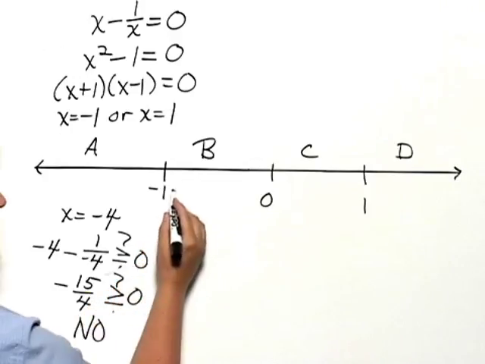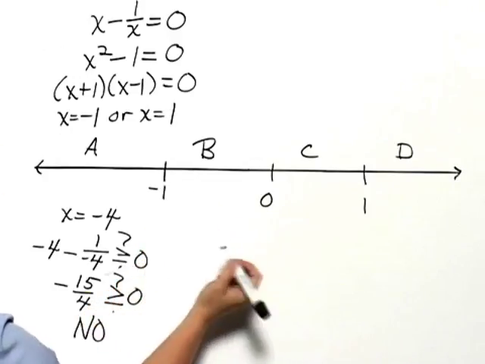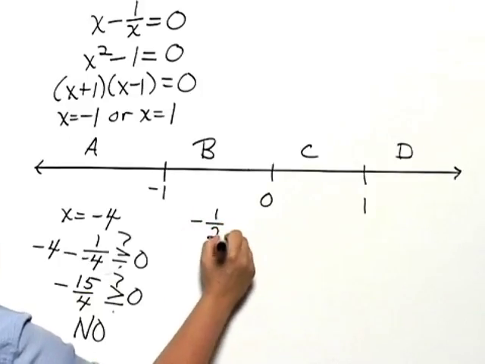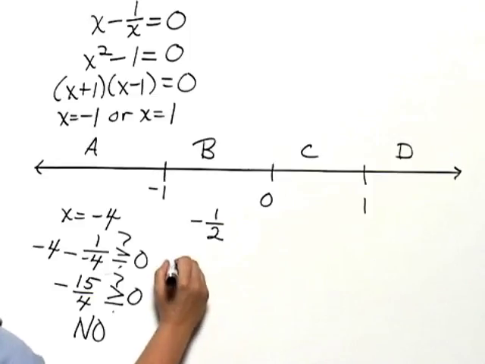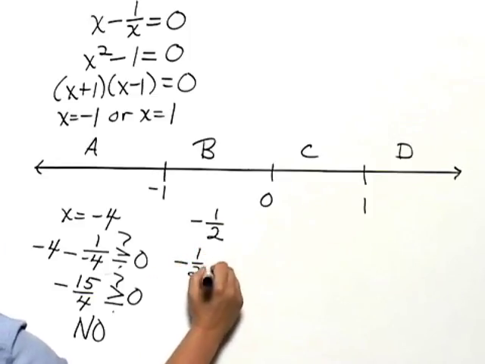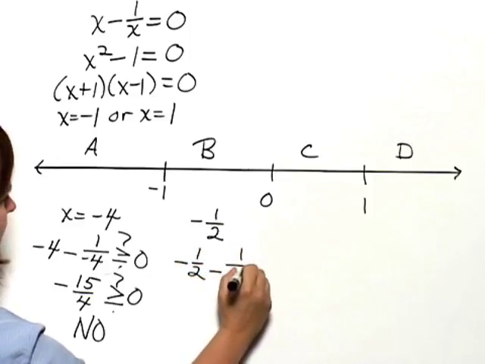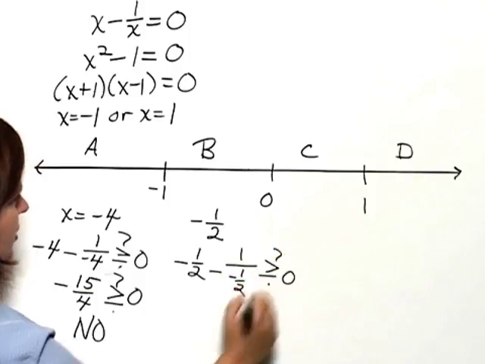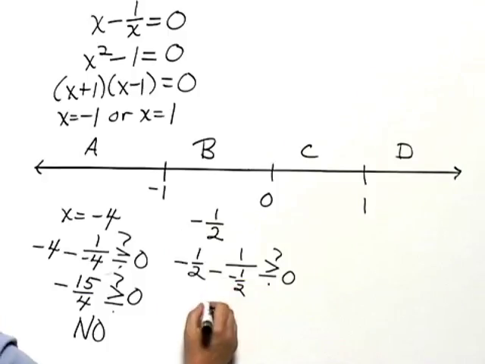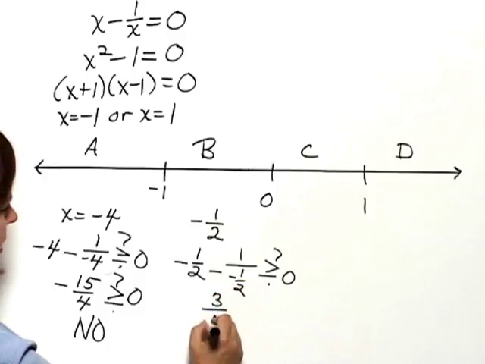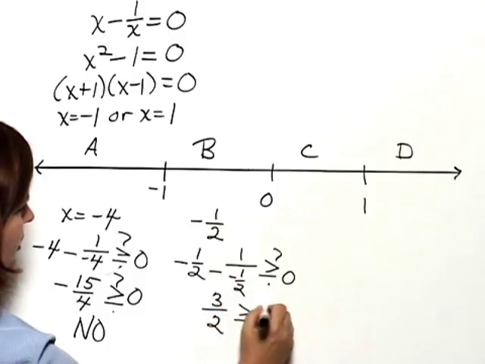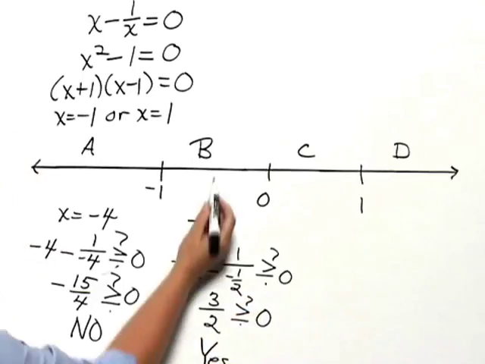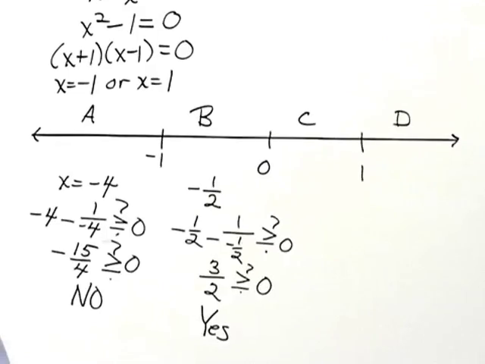Let's try this one, and let's pick a number between negative 1 and 0, and it has to be a fraction. Let's try negative 1/2. X minus 1 over x will be negative 1/2 minus 1 over negative 1/2. Is that greater than or equal to 0? Well, if we simplify here, we get 3/2. Is that greater than or equal to 0? Yes, it is. So interval B will be part of our solution set.